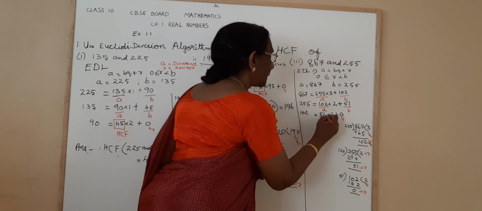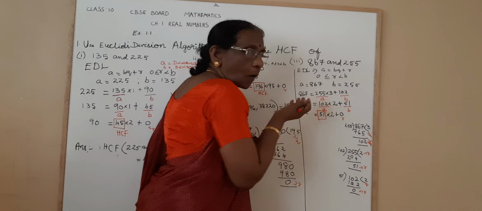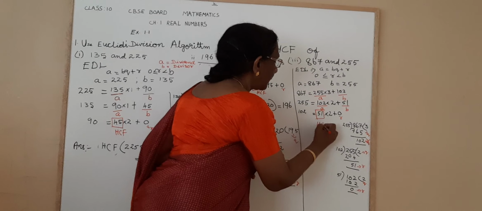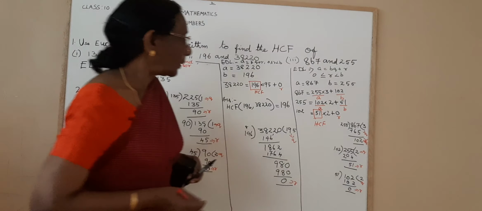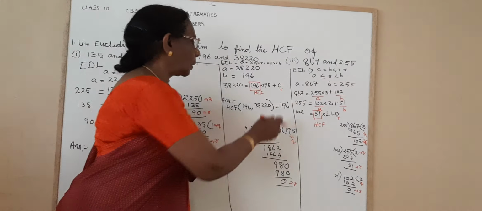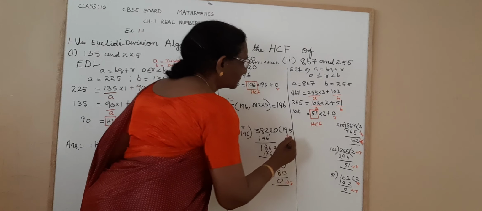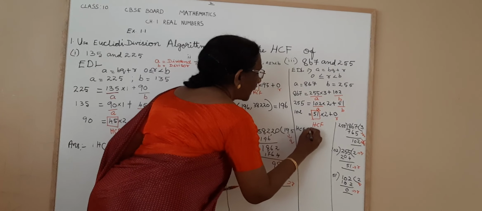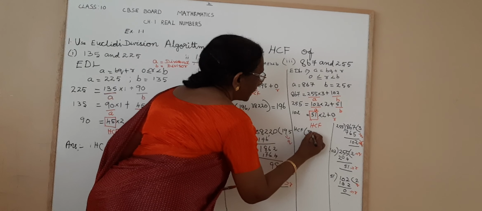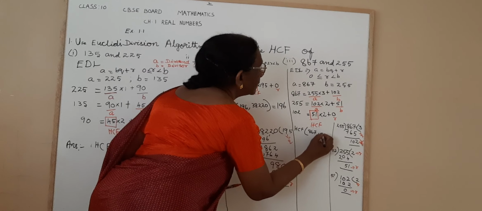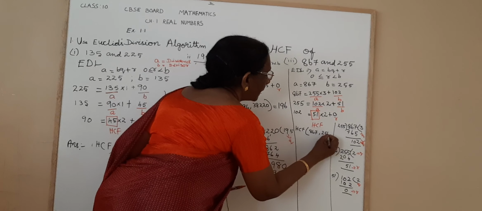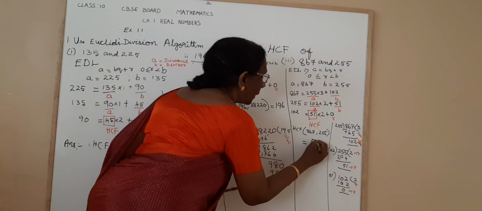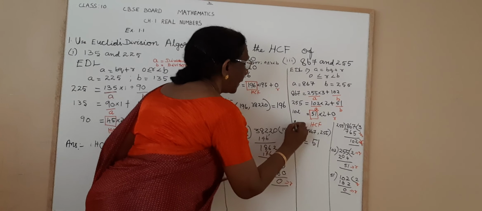And what will be the highest common factor? The last step divisor, B. That is equal to what? Highest common factor. Have you understood, children? So, you write the answer. Highest common factor of 867 and 255 is equal to 51 is the answer. You have to write the answer.